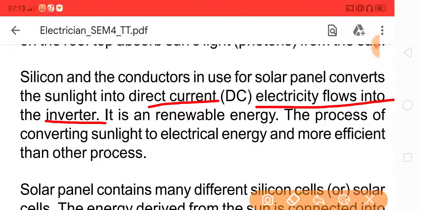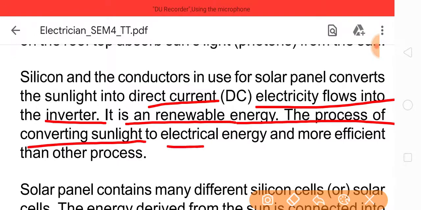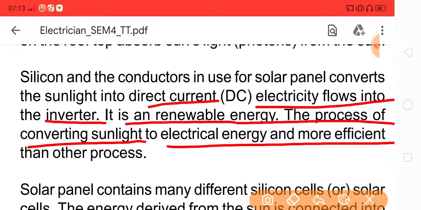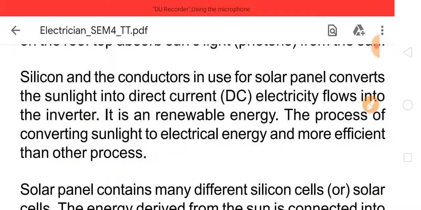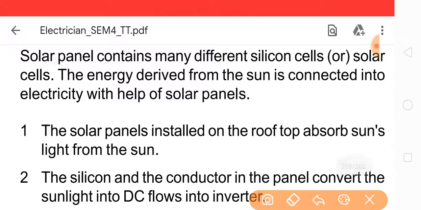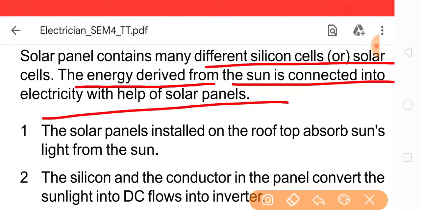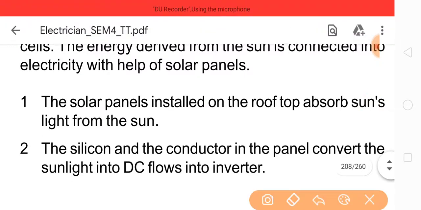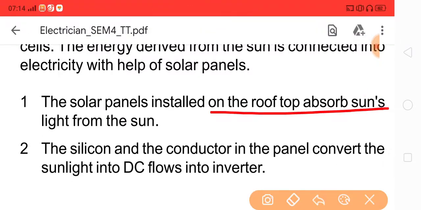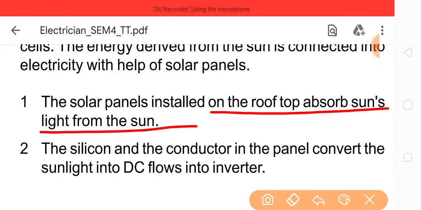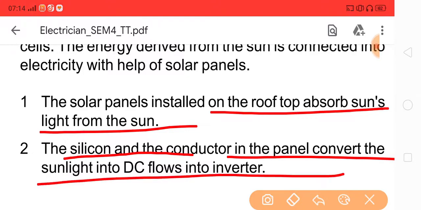It is a renewable energy. The process of converting sunlight to electrical energy is more efficient than other processes. Solar panels contain many different silicon cells, the solar cells. The energy derived from the sun is converted into electricity with the help of solar panels. The solar panel installed on the rooftop absorbs sunlight from the sun. The sunlight and the conductor in the panel convert the sunlight into DC, which flows into the inverter.